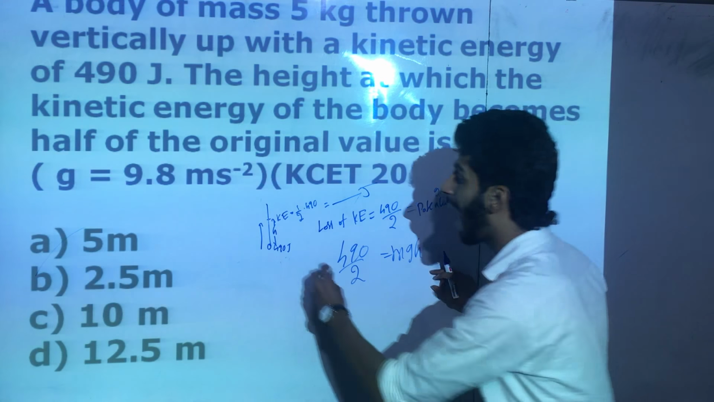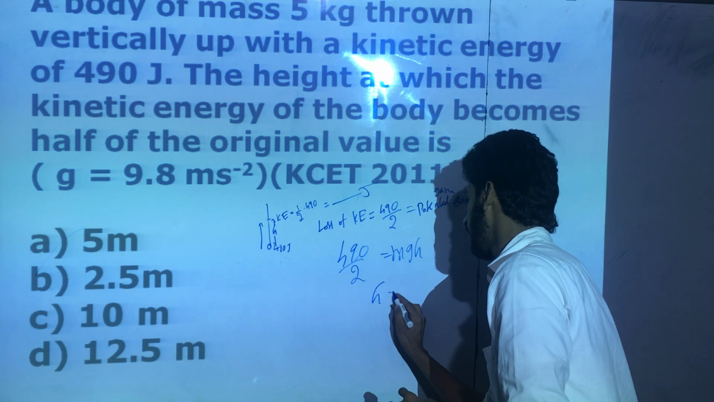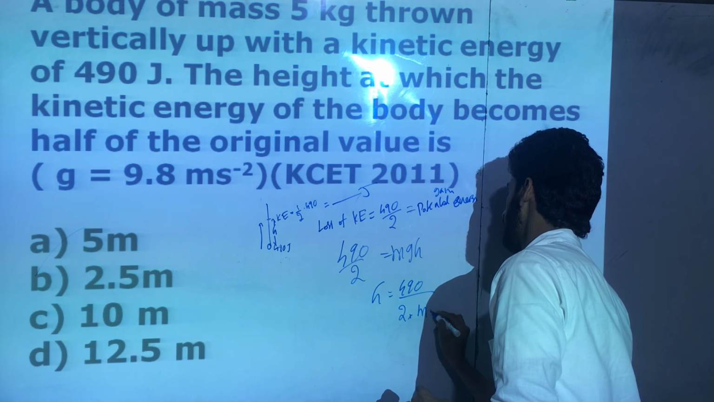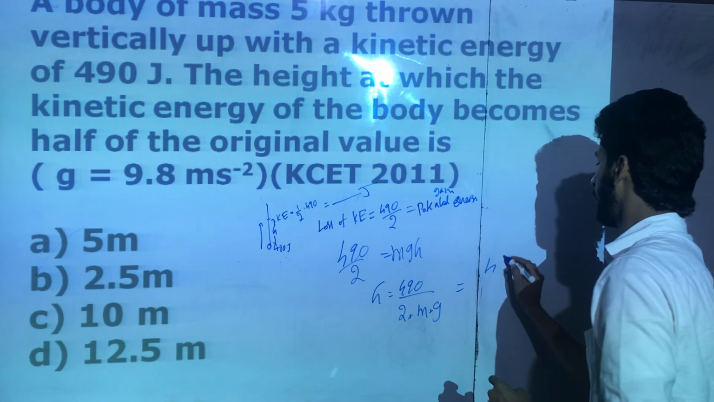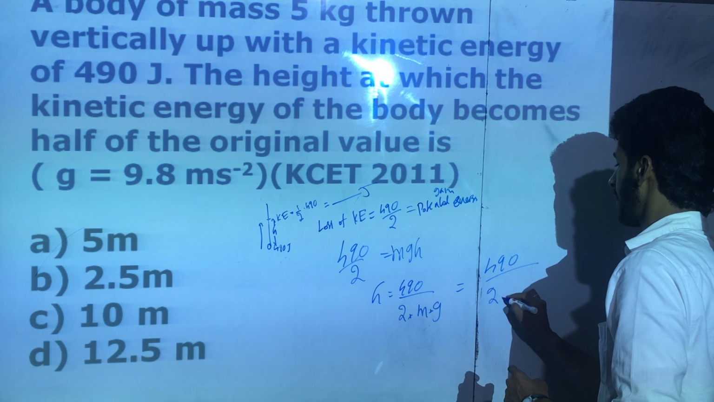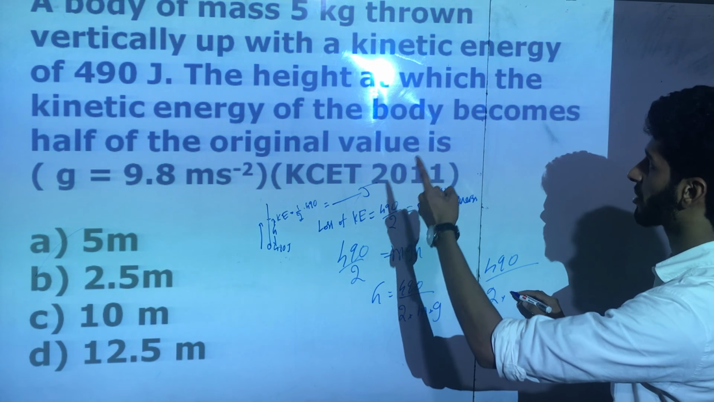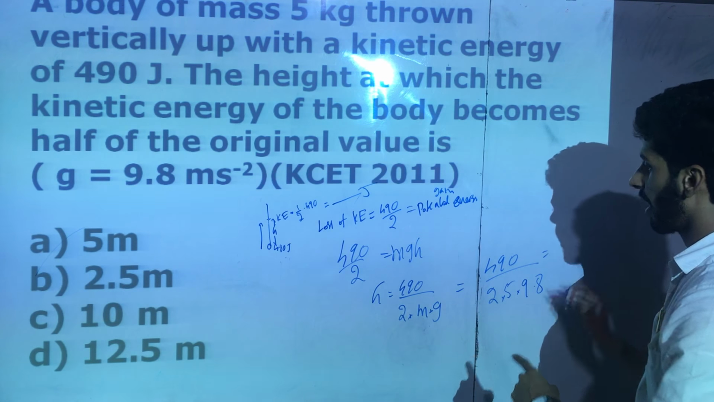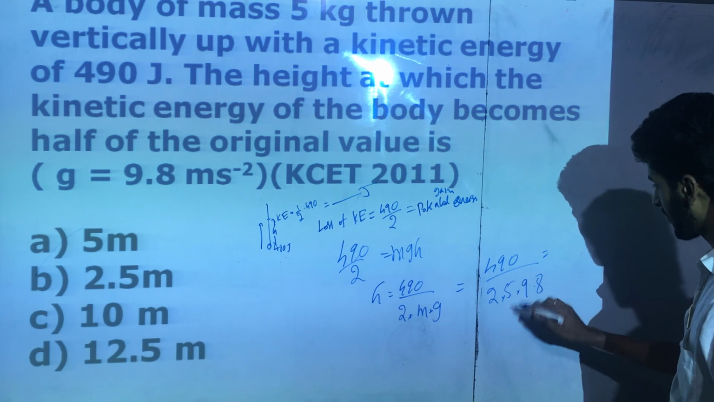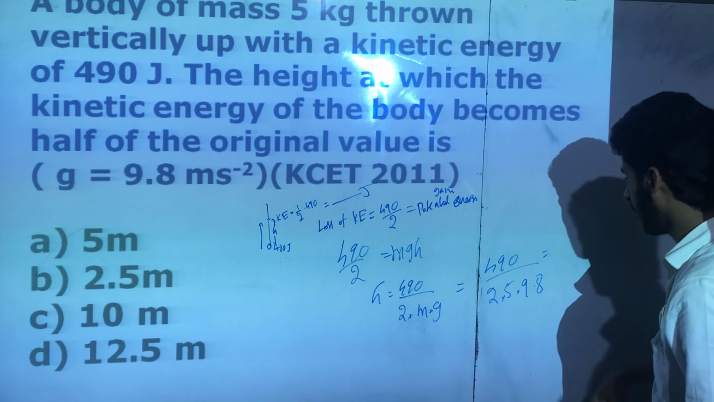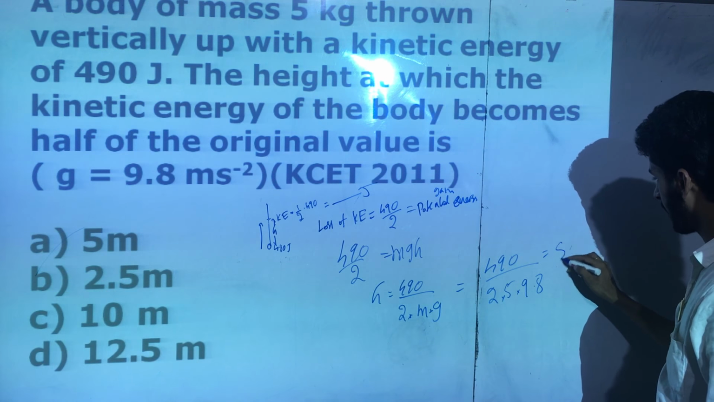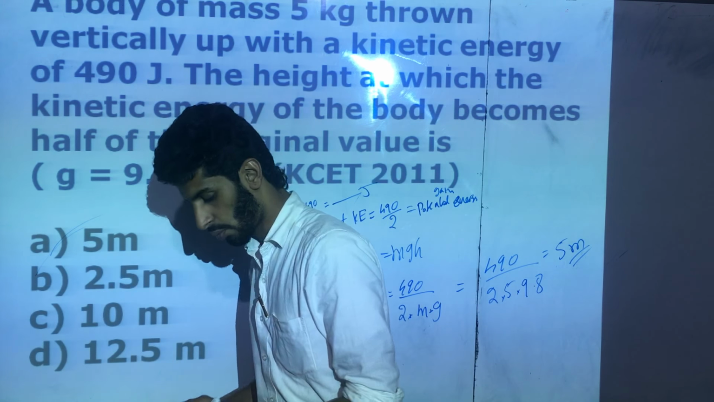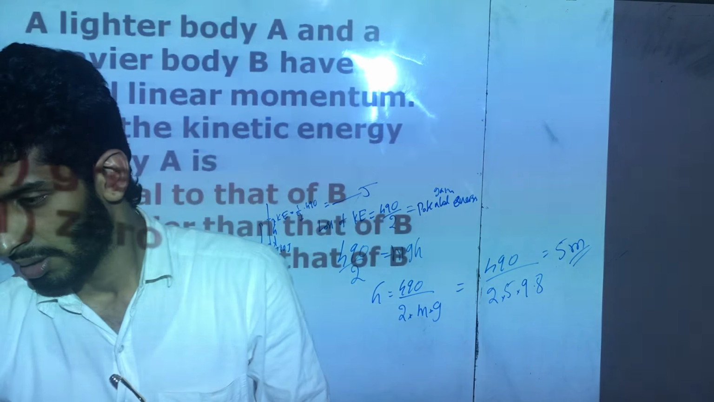I need to find out the height, right? So h is equal to 490 by 2 divided by mass times g. That implies 490 by 2 divided by 5 into 9.8, since the mass is given. So very good news here. If you just calculate, you'll get 5 meters. So the answer is the first one.